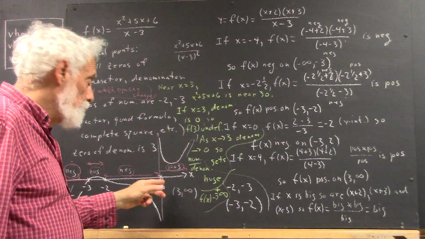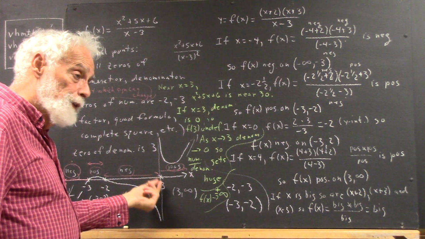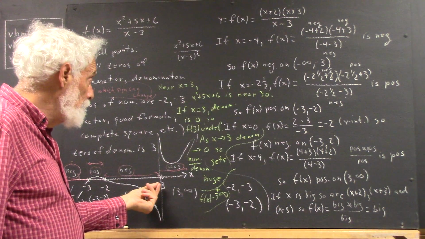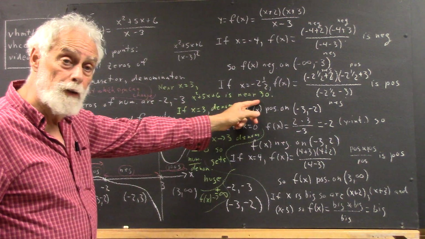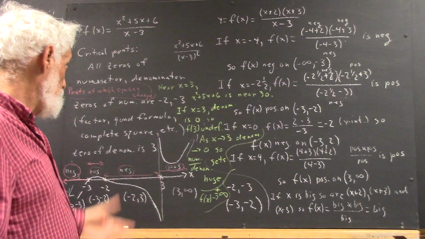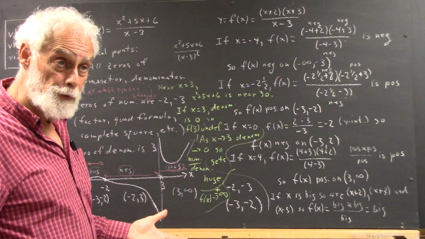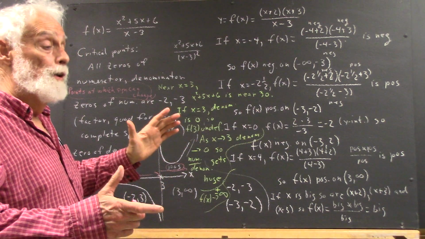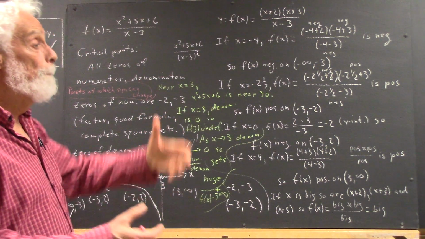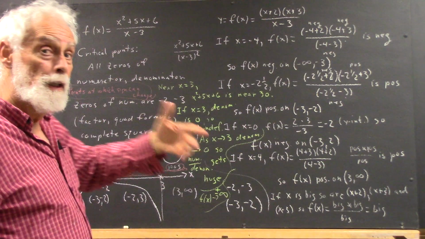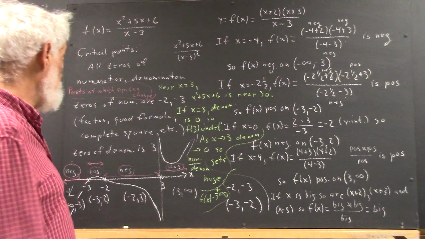So just to the left of 3, we've got a very small negative number that has to be divided into the numerator, which is close to 30. Well, what do we get if we divide a negative number into 30? We get a negative result. And if that number is a small negative number, we're going to get a big negative result, meaning y is going to be a big negative number.